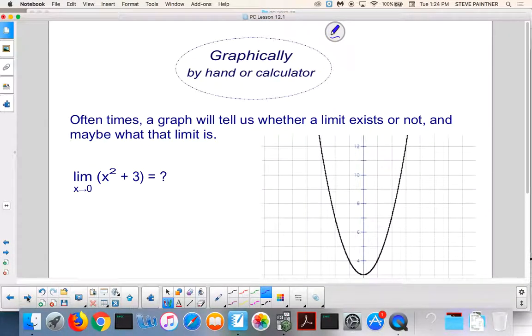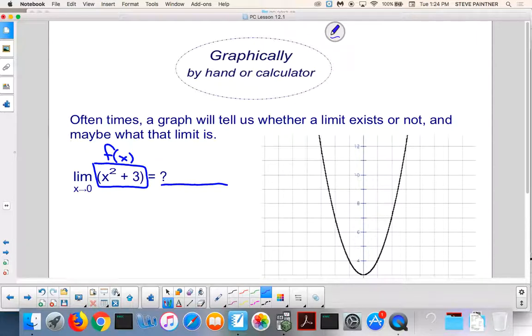All right. Here we go. It's your turn to start working. These next problems, they've all been graphed for you. Pretty soon I'm going to make you graph them, and not you, your calculator. Okay. Oftentimes a graph will tell us whether the limit exists or not, and maybe what that limit is. Okay, so you look at that graph. This is your function f of x. It's already been graphed. What's the limit as x approaches what number?